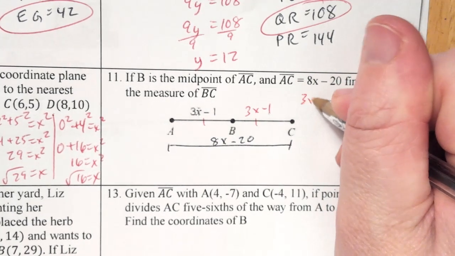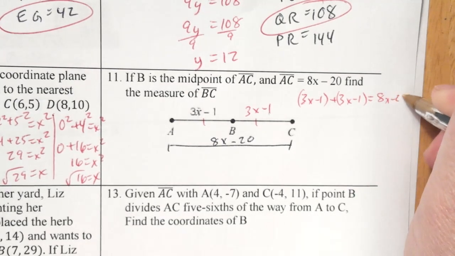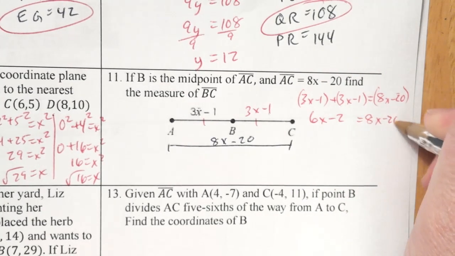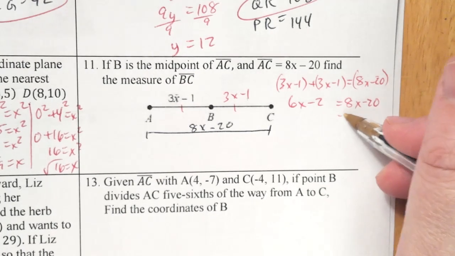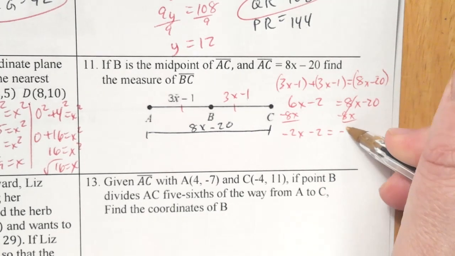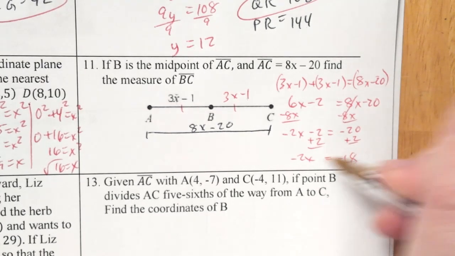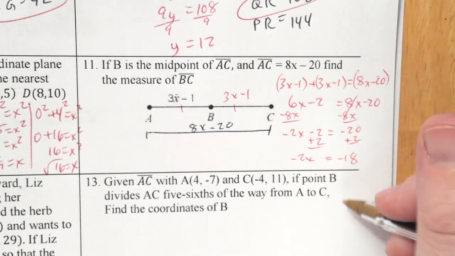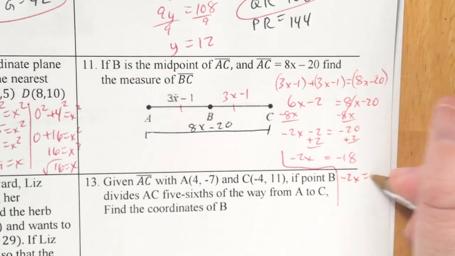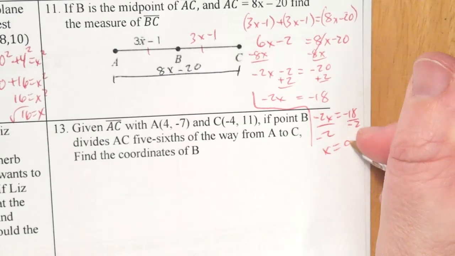So we're going to have 3x minus 1 plus 3x minus 1 is equal to 8x minus 20. That is 6x minus 2 is equal to 8x minus 20. And then you just solve. So after I subtract 8x from both sides, I get negative 2x minus 2 is equal to negative 20. If I add 2, I get negative 2x is equal to negative 18. Running out of room, so I'll put it down here. We have negative 2x is equal to negative 18. Divide both sides by that negative 2. We get x equals 9.